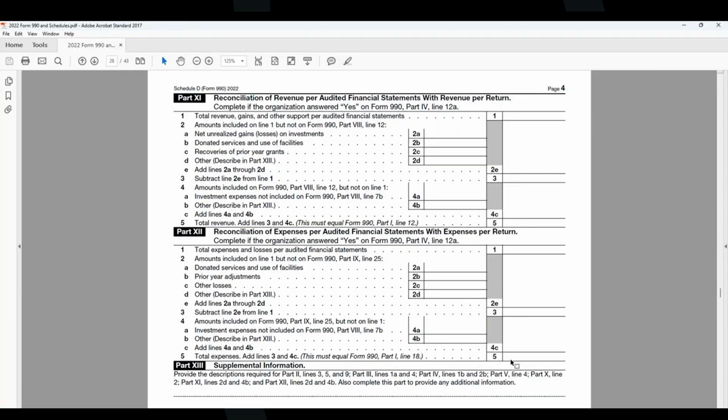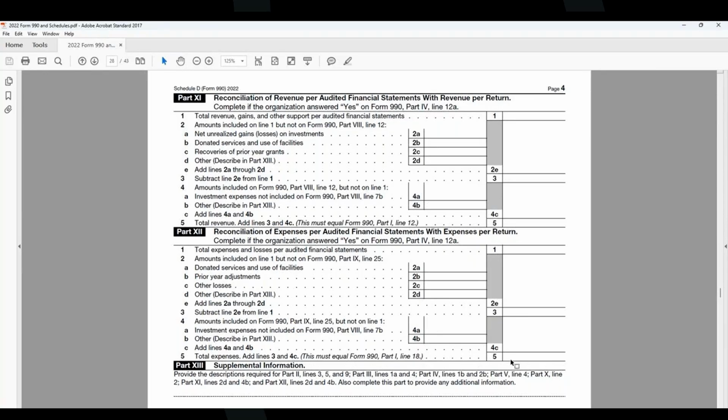Can I chime in there and add something when you're done? Yes, go ahead. So again, just to reiterate this, donated services and use of facilities are usually big numbers. They're on your audit, as are net unrealized gains and losses, usually a big number. They're on the audit, but they're not on the 990. Those are the two keys.